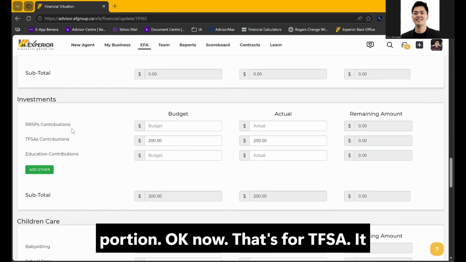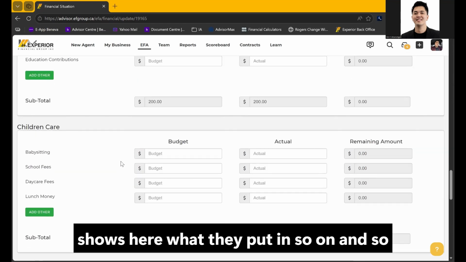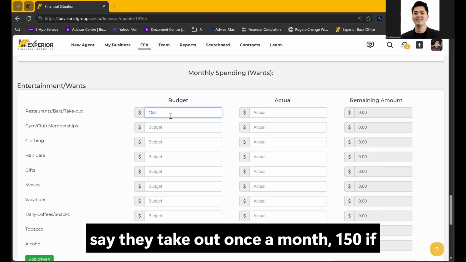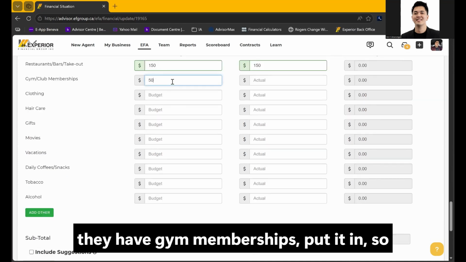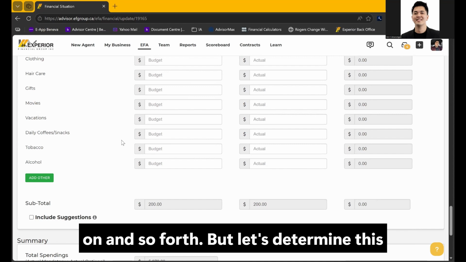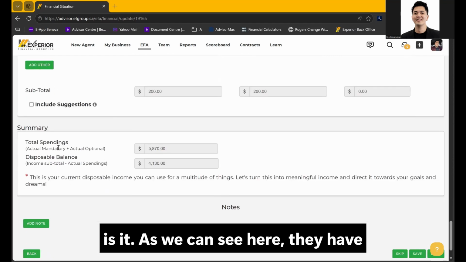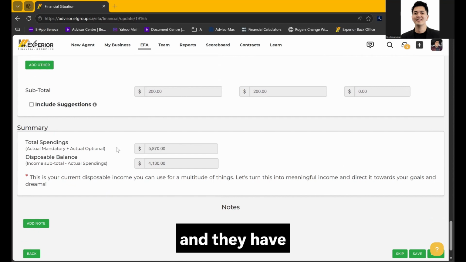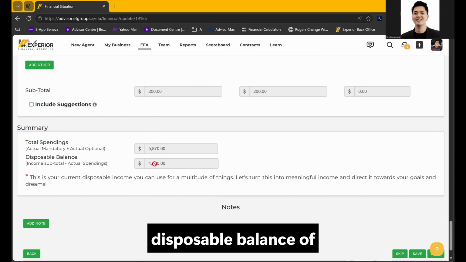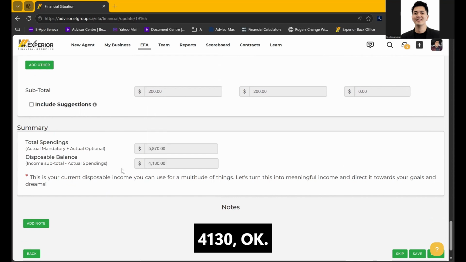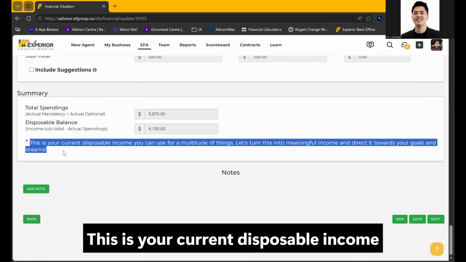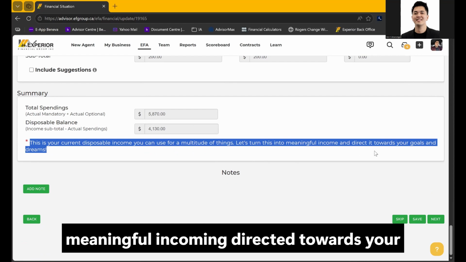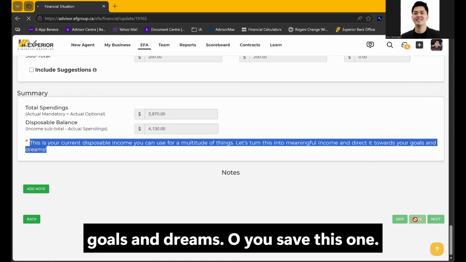Okay. Now, as for TFSA, it shows here what they put in, so on and so forth. They don't have children. Let's say they take out once a month, 150. If they have gym memberships, put it in, so on and so forth. But let's determine this is it. As we can see here, they have total spendings of 5,804, 870. And they have disposable balance of 4,130. Okay. This is your current disposable income, which you can use for a multitude of things. So let's turn it into a meaningful income and direct it towards your goals and dreams. So you save this one.